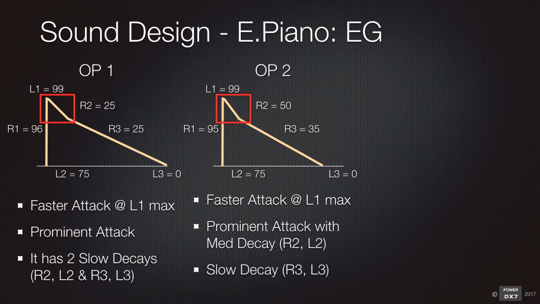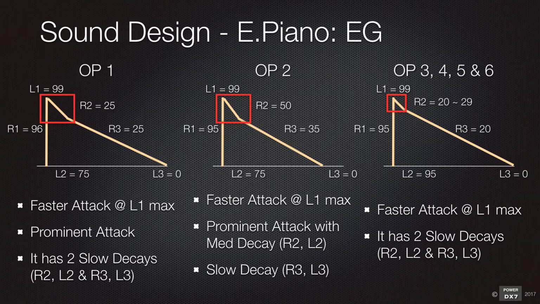This is usual, as you often set carrier envelope slower and modulator envelope faster. Also remember that the modulator envelope is the one that produces the main metallic tone. That means you need to create a sharper and prominent attack using the modulator.